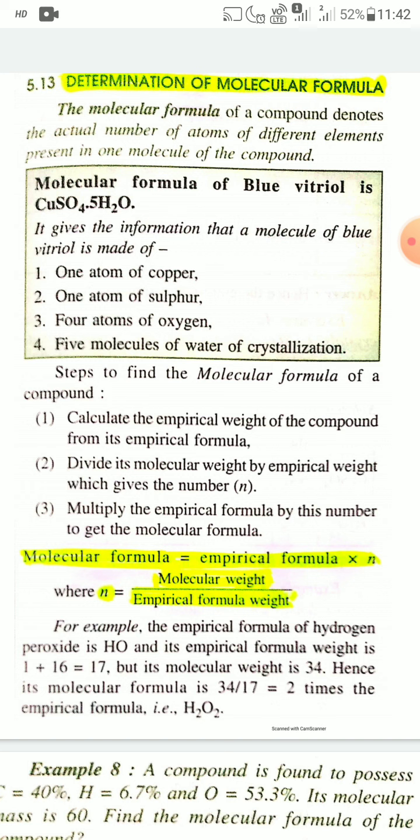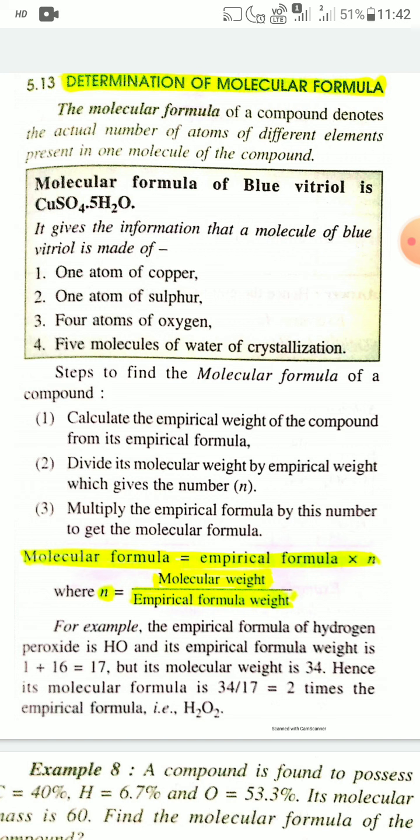For example, the molecular formula of copper sulfate, that is blue vitriol, is CuSO4.5H2O. This is the actual formula of blue vitriol. According to this molecular formula, a molecule of blue vitriol is made up of one atom of copper, one atom of sulfur, four atoms of oxygen, and 5 molecules of water of crystallization. So the actual molecular formula of blue vitriol is copper sulfate dot 5H2O.